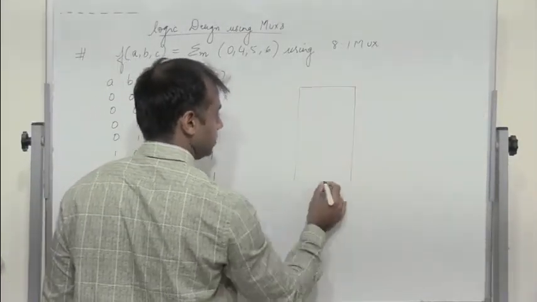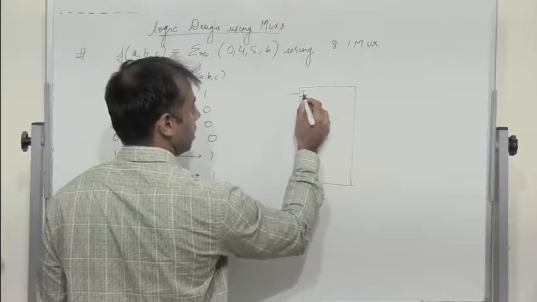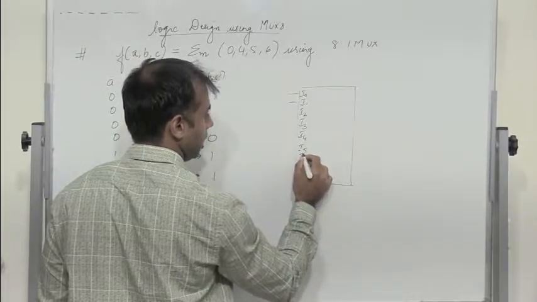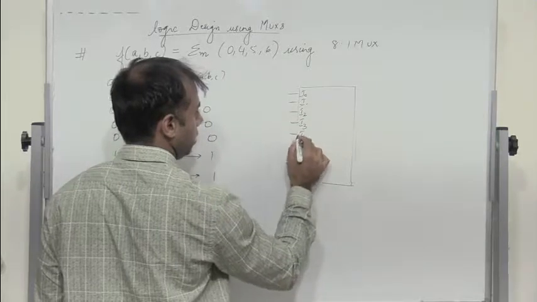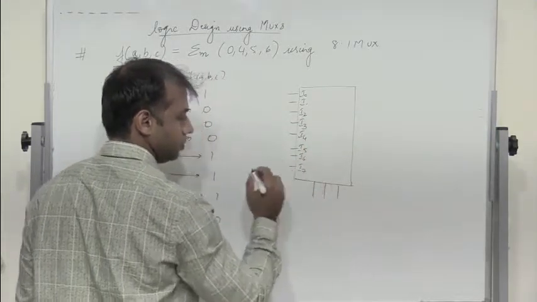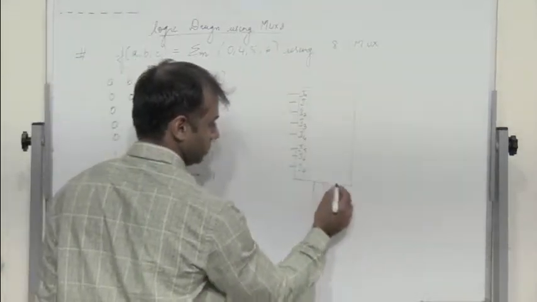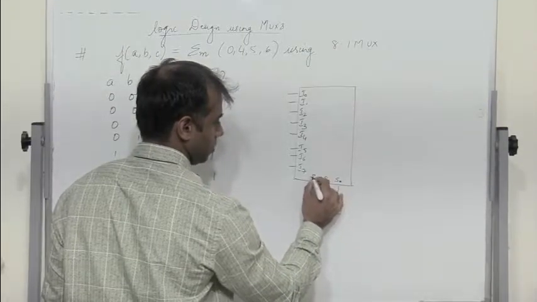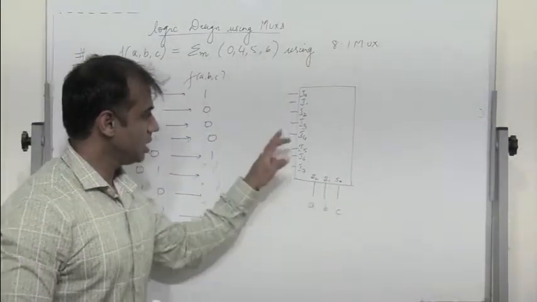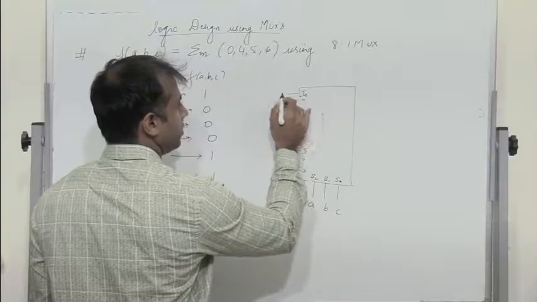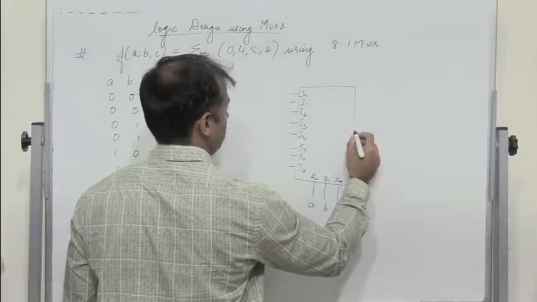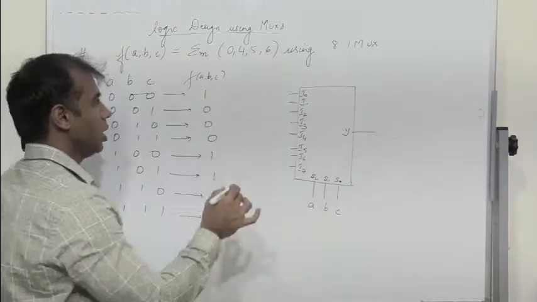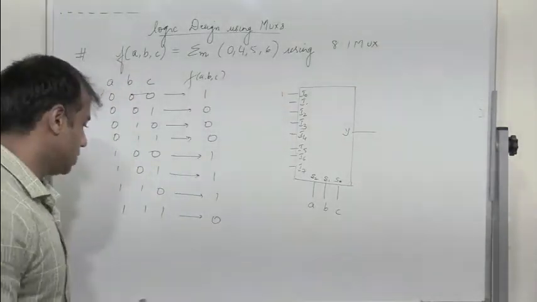An 8 is to 1 MUX has 8 inputs: I0, I1, I2, I3, I4, I5, I6 and I7. There are 8 inputs and there are 3 select lines. So these 3 select lines, S0, S1 and S2, are given to ABC. Right? So when ABC is 000, the data which is given to I0 appears at the output Y. So when the select line is 000, I need 1. So I connect 1 to the input I0.